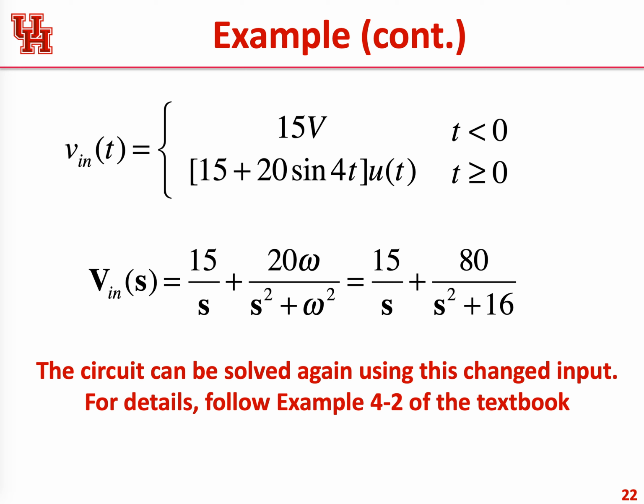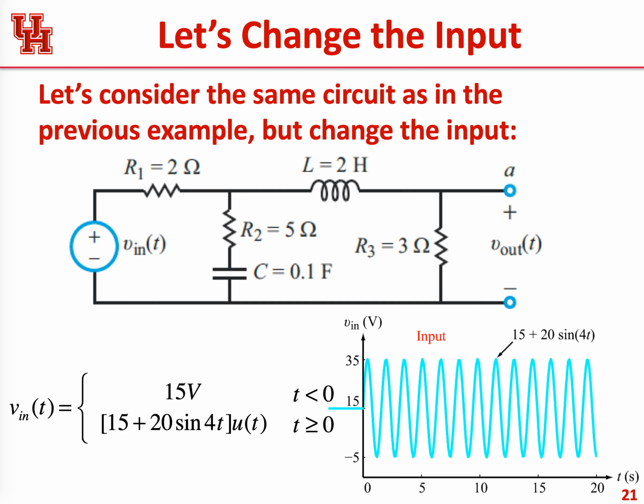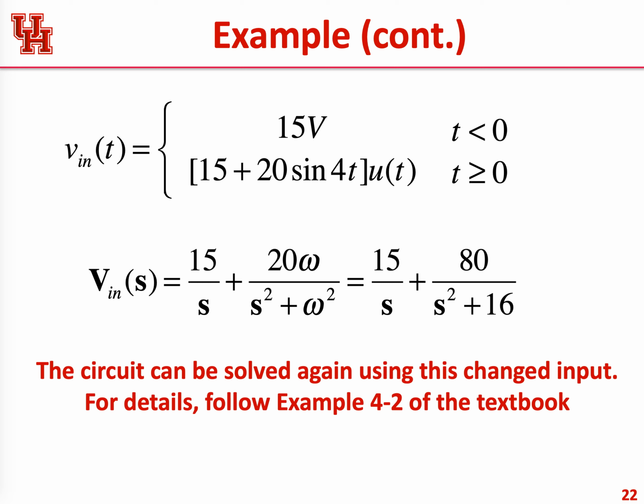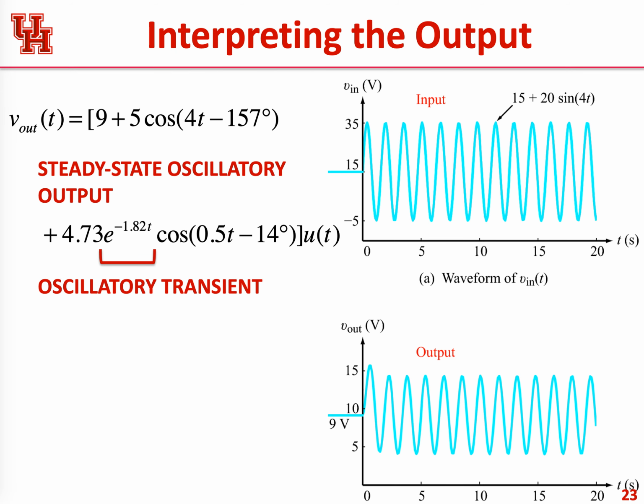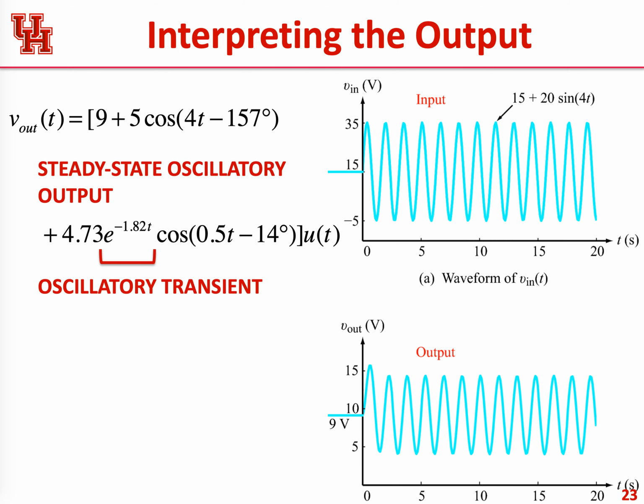Again, we can plug in this value of V in into the formula that we had before, which is what you have on the left-hand side here. That gives us the current value, and then we can take 3 times the current value. That gives us the output voltage, and we can solve for the output voltage in that manner. I will skip over the nitty-gritty of actually working through that algebra, but it's in the book. You can take a look at that. It's example 4-2.